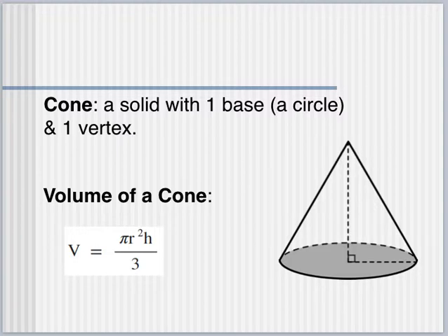Because it's very similar to a pyramid except with a circle base, you could take the pyramid formula of area of base times height over 3 and replace the capital B with the area of a circle, pi r squared. So your formula for volume of a cone becomes pi r squared times h over 3.